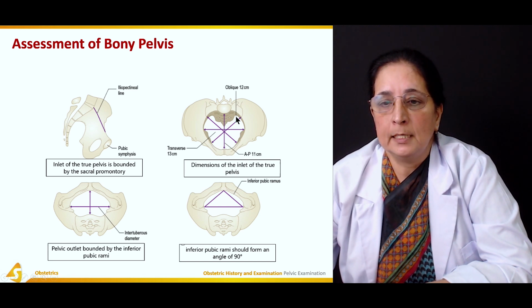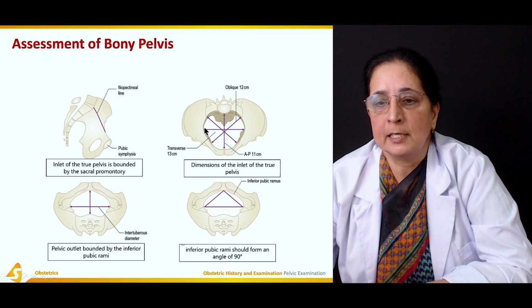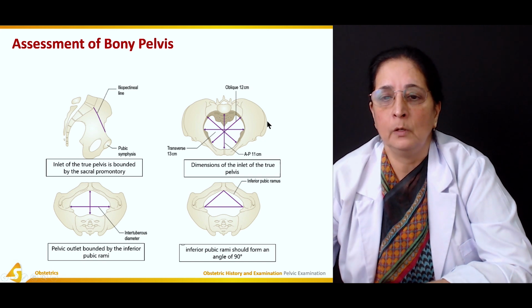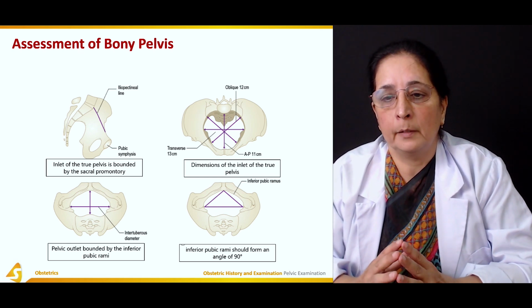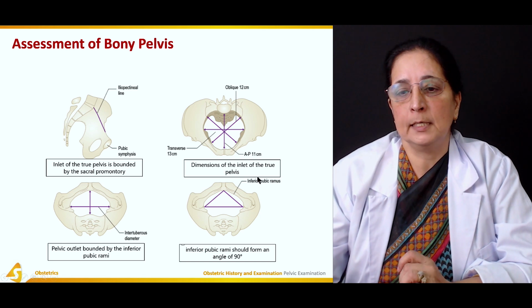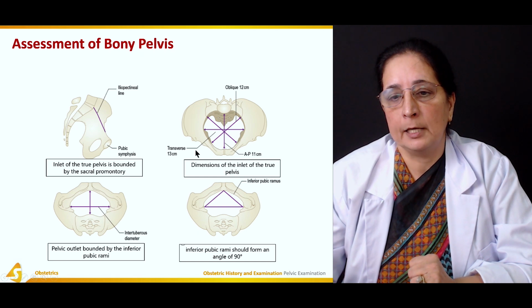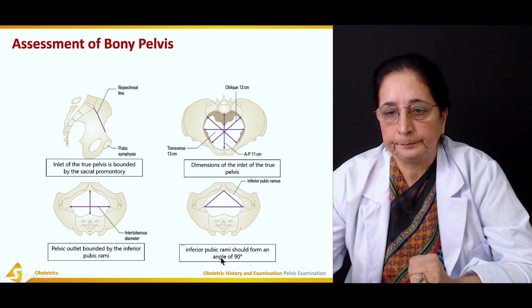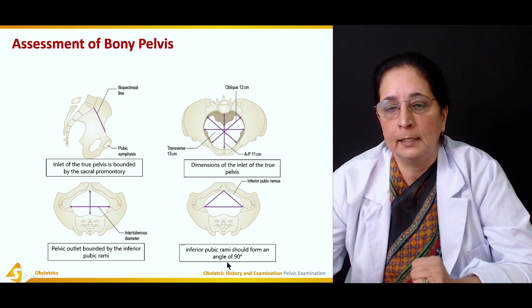Transverse oblique is between the ilium here and then the pubic ramus or pubic bone, and then this is the transverse between the 2 sides. So the largest diameter of the outlet or inlet of the true pelvis is, we have oblique, AP and transverse, which is the largest diameter. Then inferior pubic rami, this is the inferior pubic rami, should form an angle of 90 degrees.